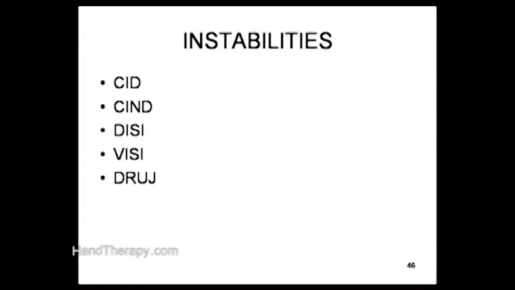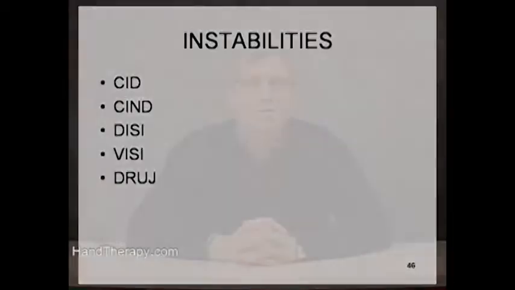We will describe each of these instabilities, talk about their implications in terms of patient care, and how we can impact these as therapists and their long-term outcomes. Looking at CID as carpal instability dissociative, these are describing the instabilities that occur between the individual carpals, such as a scapholunate dissociation is one good example.